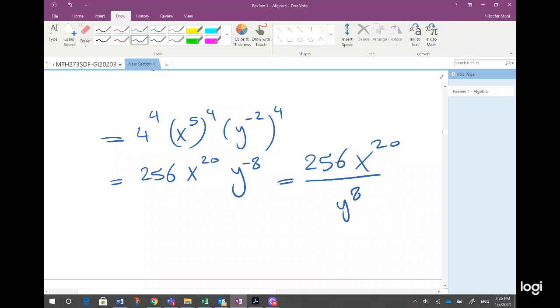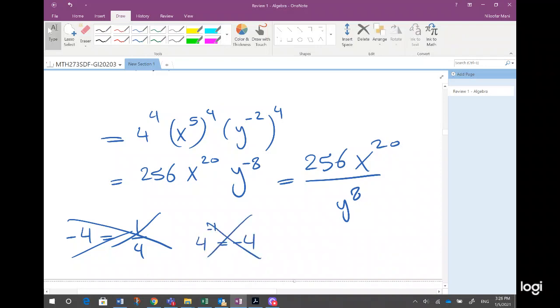Okay? Maybe here I want to emphasize, because sometimes I see a student, they say, for example, minus 4 is 1 over 4. No, it's not. How about if I have 4 power minus 1? 4 power minus 1 is minus 4? No. 4 power minus 1 is 1 over 4. The one with negative exponent goes from up to down, down to up, and you change the power. That's it.